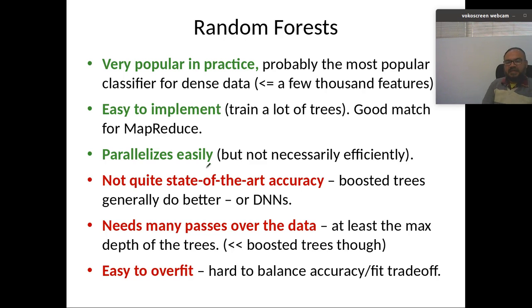The bad thing about random forest is that it's not quite state of the art. It does not give quite state of the art accuracy. There are boosted trees which generally do better, or deep neural networks. It needs many passes over the data, at least the maximum depth of the tree, which is much less than the boosted trees. And it's easy to overfit, and it's hard to balance the accuracy and overfitting trade-off.